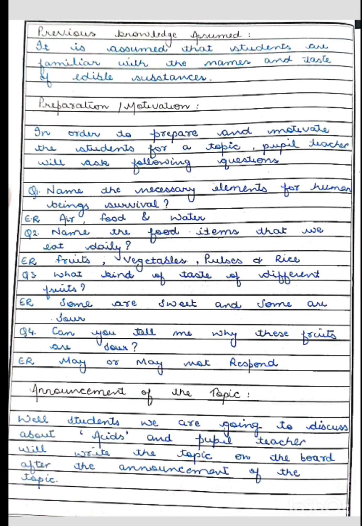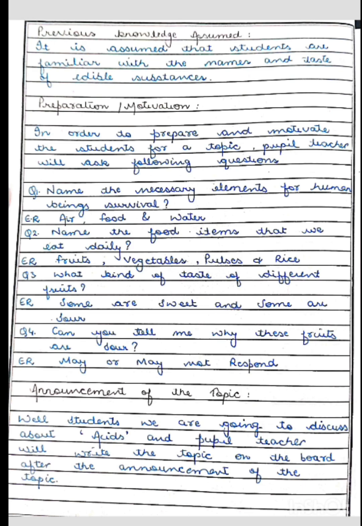Now the second page is the previous knowledge testing, in which you have to prepare students with motivational questions. So let's start with the questions that are written here. The first question is, name the necessary elements for human being survival. The expected answer from the student side is air, food and water.